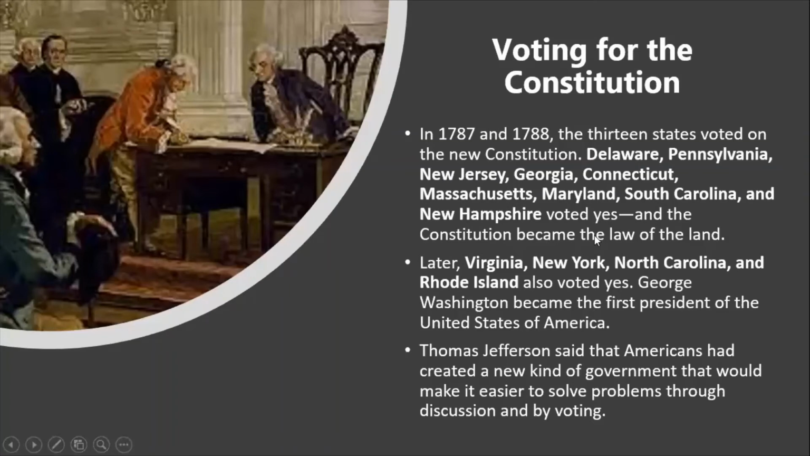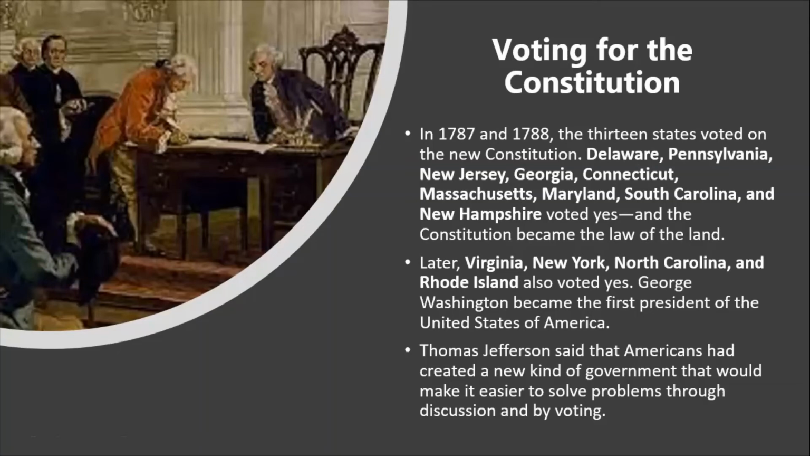Voting for the Constitution. In 1787 and 1788, the 13 states voted on the new Constitution. Delaware, Pennsylvania, New Jersey, Georgia, Connecticut, Massachusetts, Maryland, South Carolina, and New Hampshire voted yes, and the Constitution became the law of the land. Later, Virginia, New York, North Carolina, and Rhode Island also voted yes. George Washington became the first president of the United States of America.